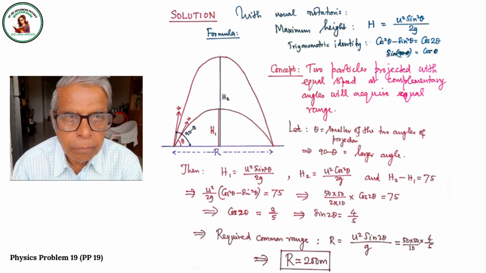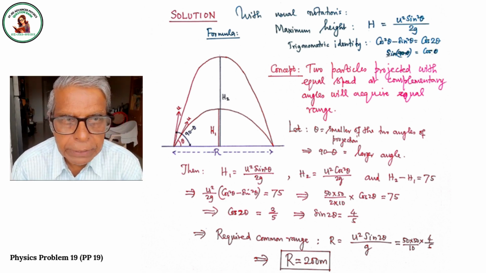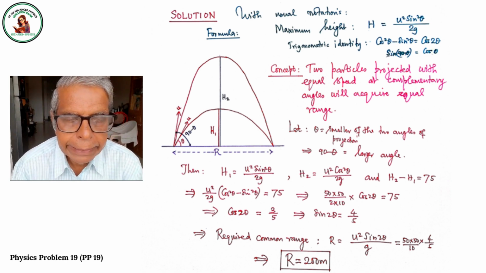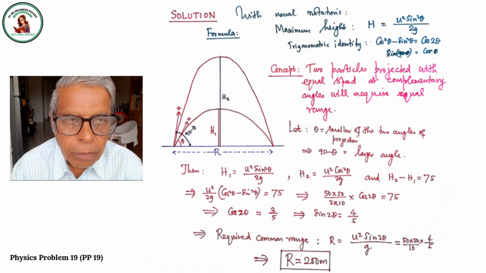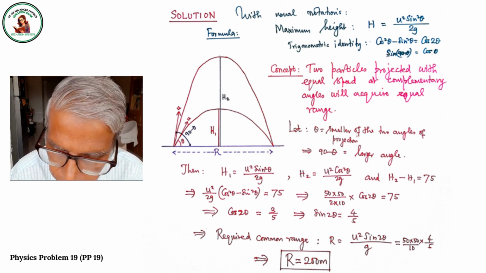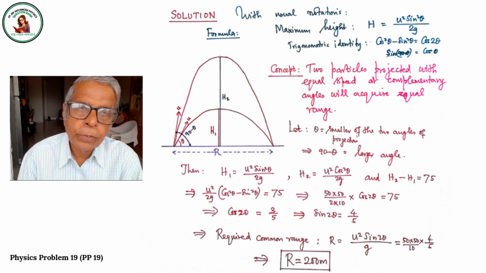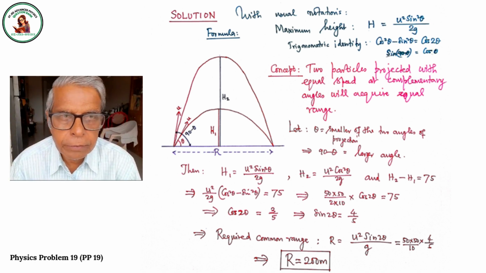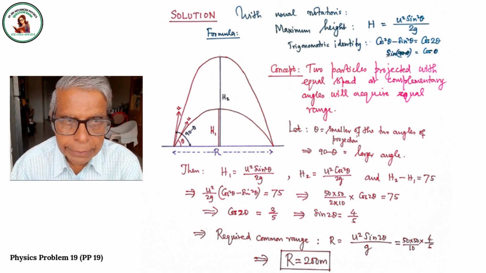Both will get equal horizontal displacements, but their heights will be different. One height will be proportional to sine square theta, the other will be proportional to cos square theta. So for a given height difference, what is that common range?